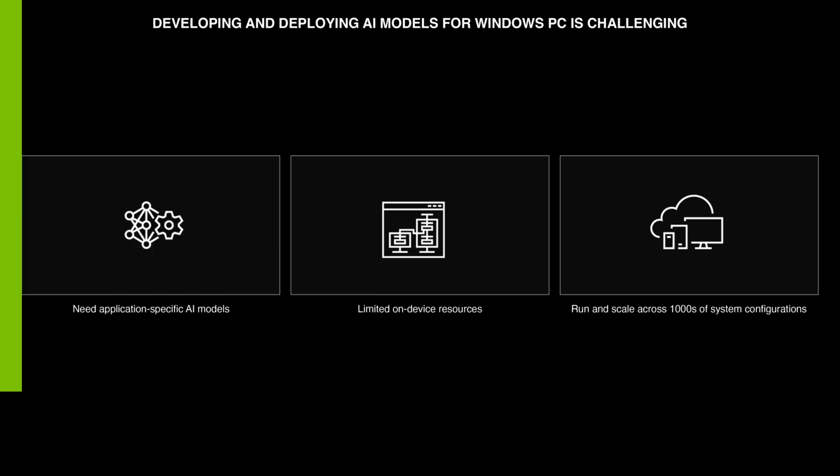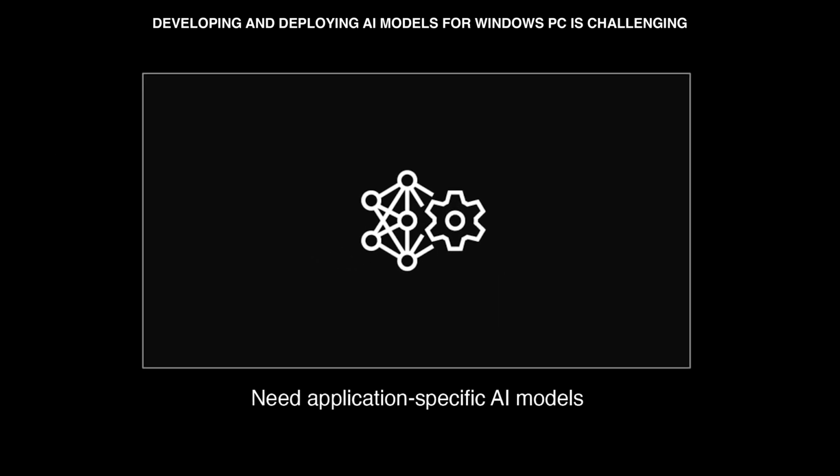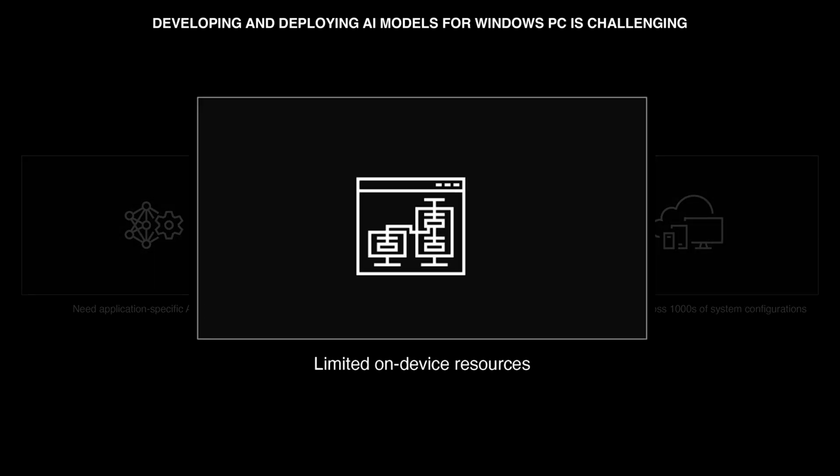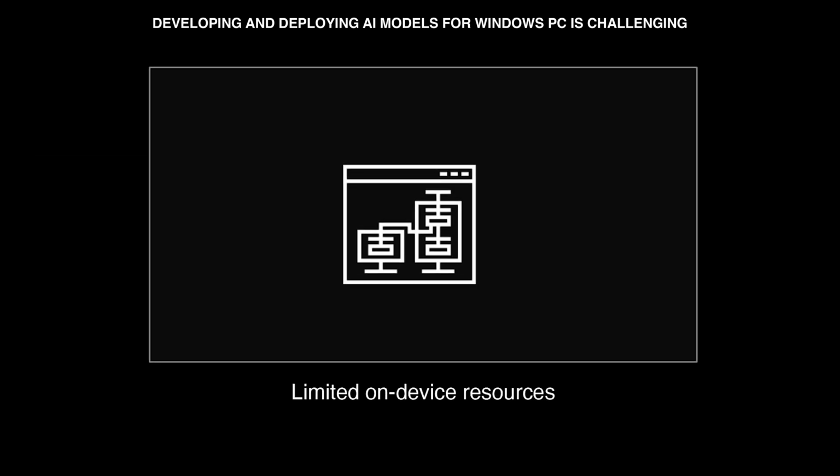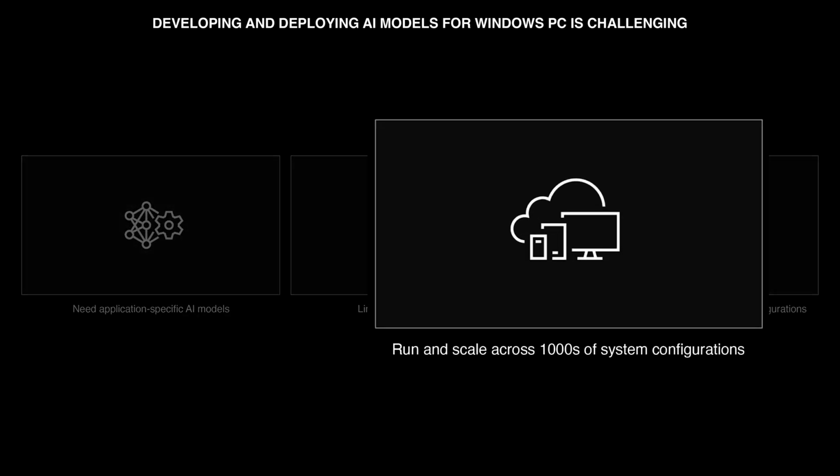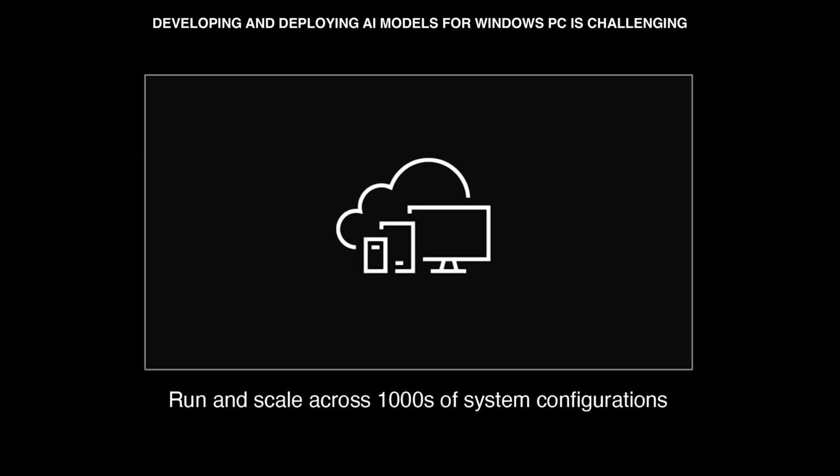Building and deploying AI models into apps running on PCs poses a challenge for developers. First, models need to be customized for application-specific needs. Second, models need to be optimized for a wide range of hardware to deliver top performance. Finally, developers need a deployment path that works across cloud and on-device AI.